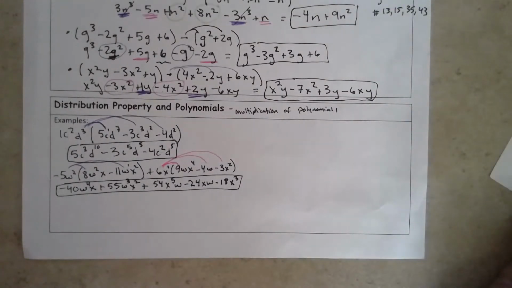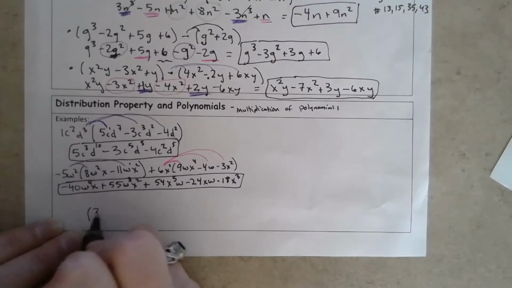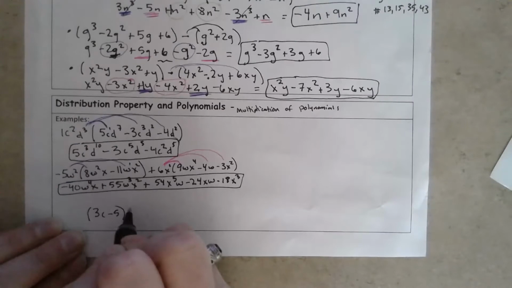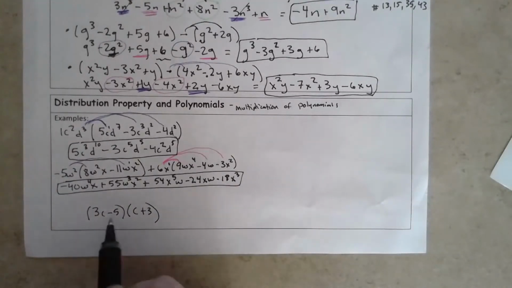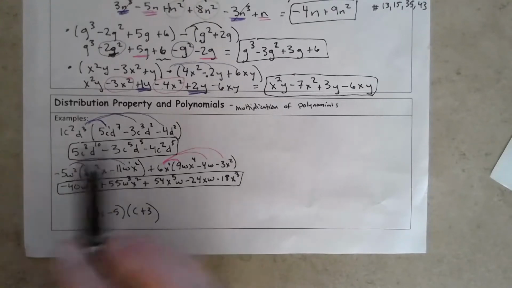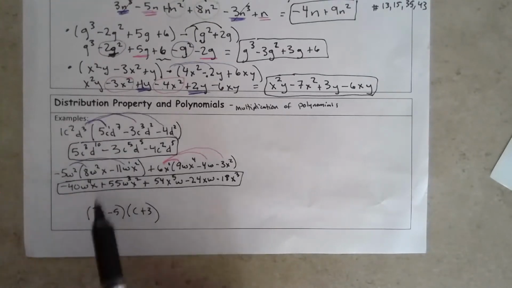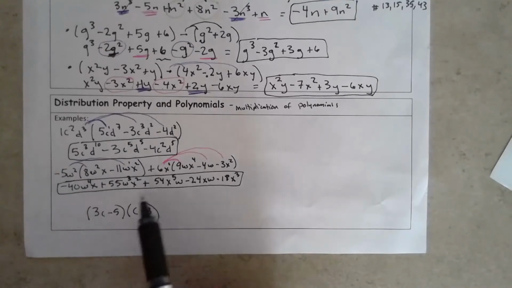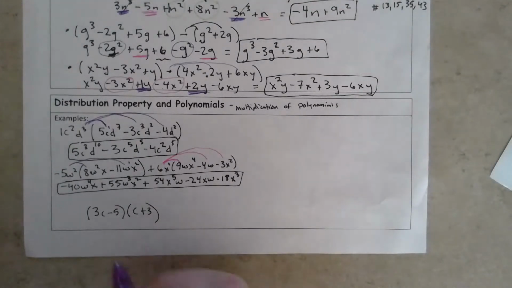What we're going to do is take two binomials and multiply these two together. Now this is different because with a monomial we know we just multiply it to each term. But what if I have two terms times two terms? So we're still going to do the distributive property, but we're going to do one piece at a time.